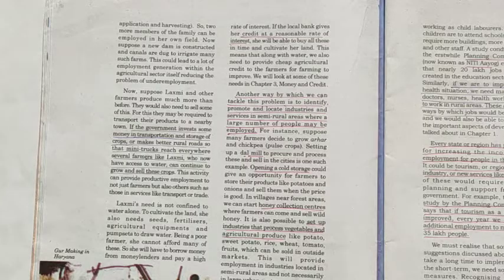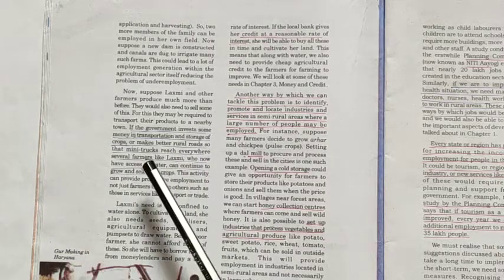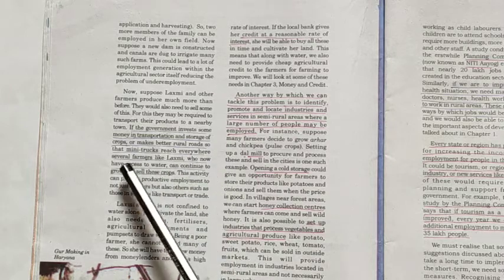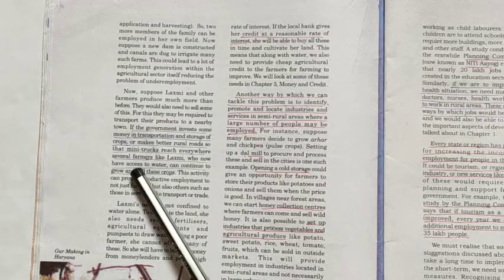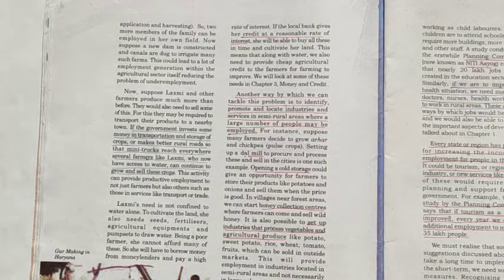So the second measure to create more employment is if the government invests some money in transportation and storage of crops, or makes better rural roads so that mini trucks reach everywhere. Several farmers like Lakshmi, who now have access to water, can continue to grow and sell these crops. By improving transportation and storage of crops, employment increases not only for the farmers but also more people get the opportunity to be engaged in transport and trade services.